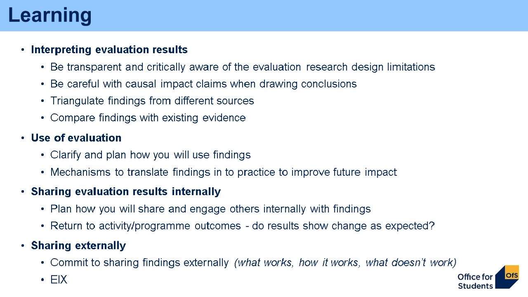So we need people to be really careful about drawing causal impact claims when they're making their conclusions, because these are often quite limited, and you will refer back to the standards of evidence that are on the OFS website to understand a bit more about what claims you can make from your evaluation evidence. We would also suggest that triangulating findings from different sources is really useful to strengthen your evaluation, and it also helps to get different perspectives involved when you're doing your interpretation.